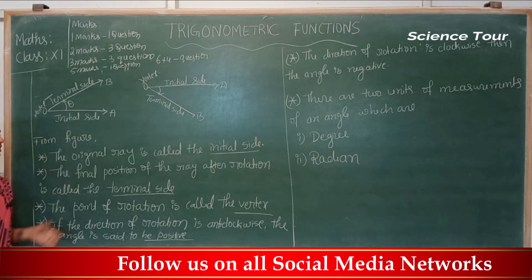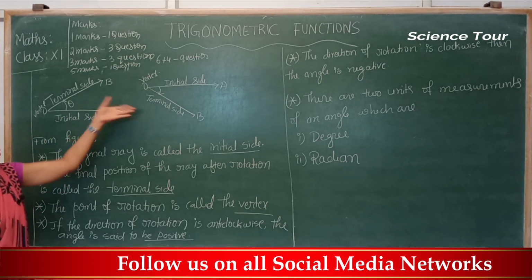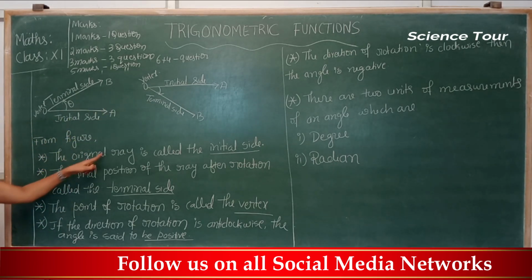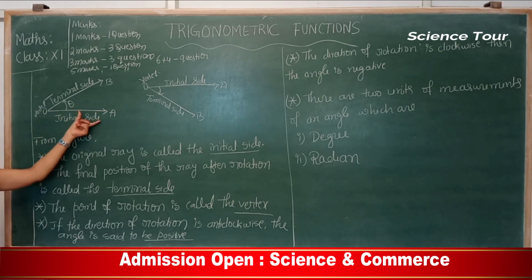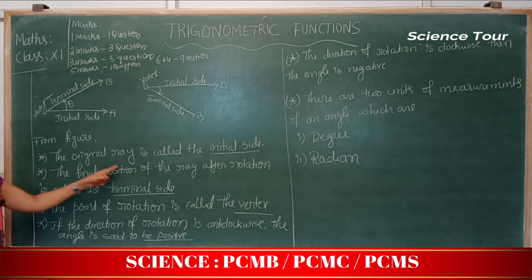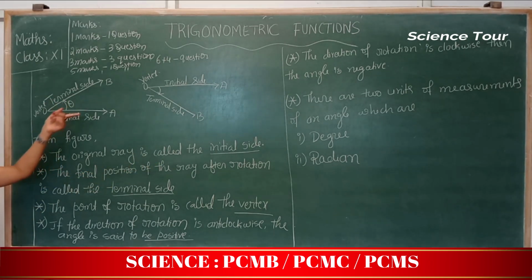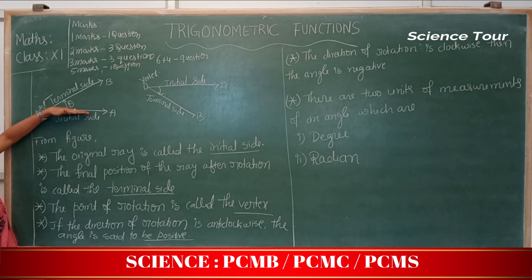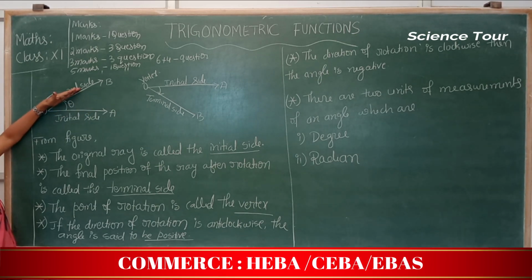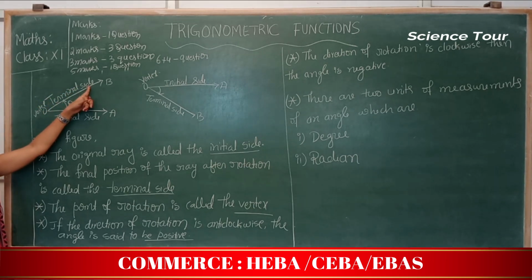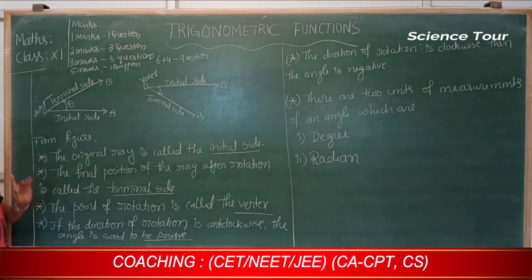Now some important points from these two figures. The original ray is called the initial side. Your rotation starts from OA, correct? That original position is called the initial side. Next, the final position of the ray after rotation: your initial ray rotates and comes to its final position, and that final position is called the terminal side.